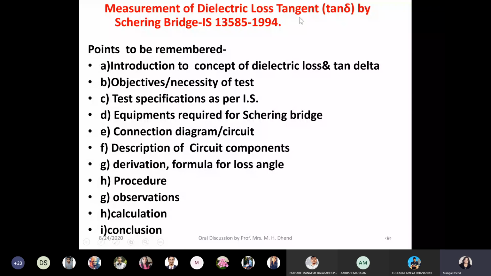Suppose you are finding tan delta of transformer oil. Suppose it is a liquid you are testing. So what dielectric loss will take place in the transformer oil? By finding tan delta, you will get indications of the dielectric loss in the oil. So that is the objective of the test. Why is it necessary to find out tan delta?